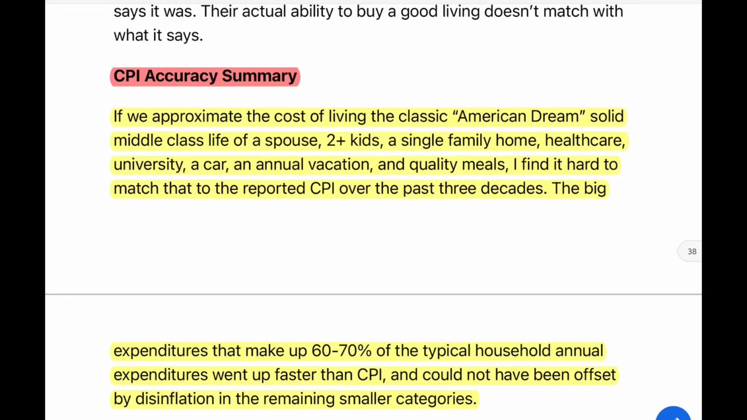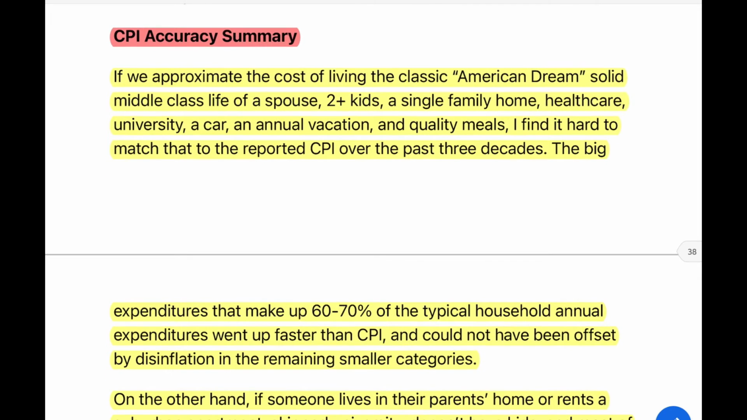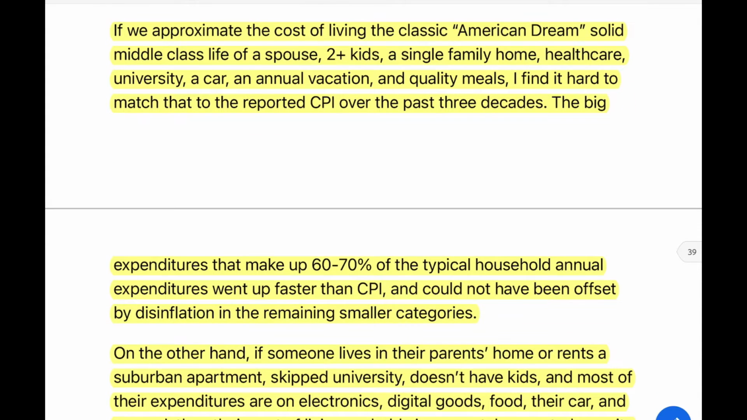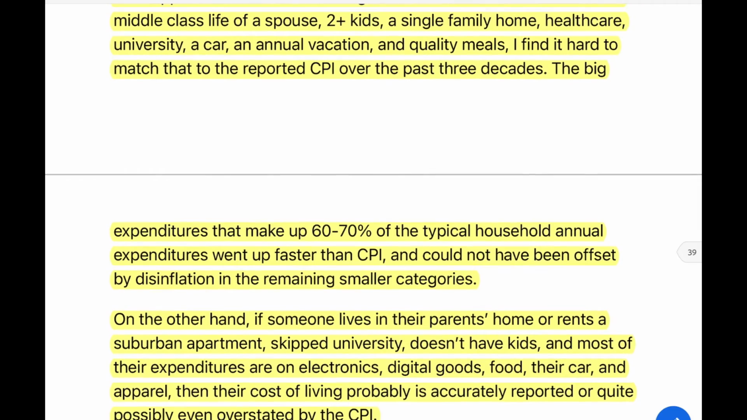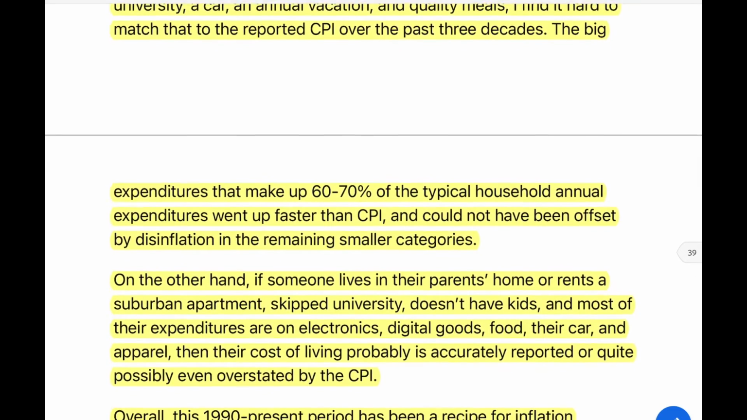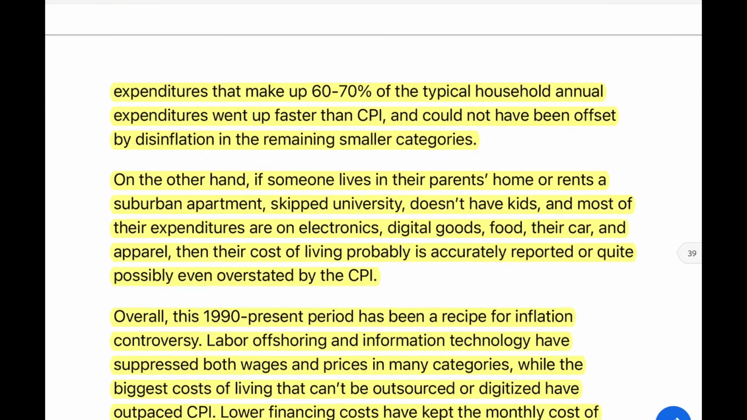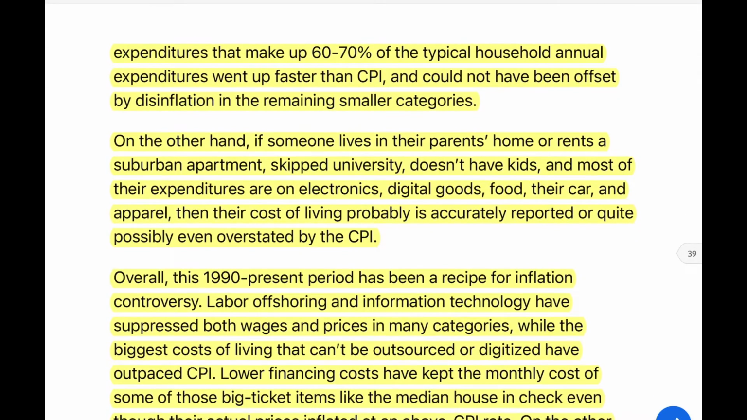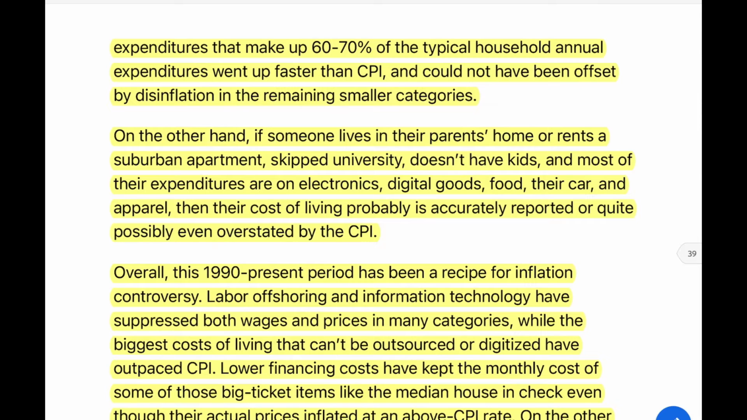CPI accuracy summary. If we approximate the cost of living in the classic American dream, a solid middle class life of a spouse, 2 kids, and a single family home, health care, university, a car, annual vacation, and quality meals, I find it hard to match it to the reported CPI over the past 3 decades. The big expenditures that make up 60 to 70% of the typical household's annual expenditures went up faster than the CPI and could not have been offset by disinflation in the remaining smaller categories.